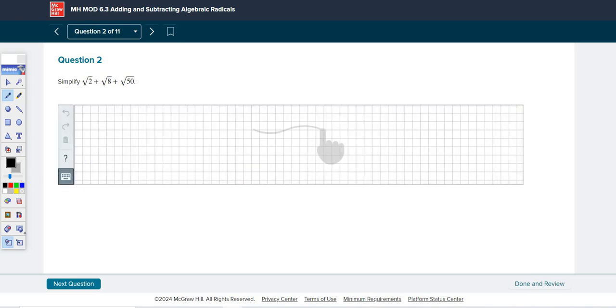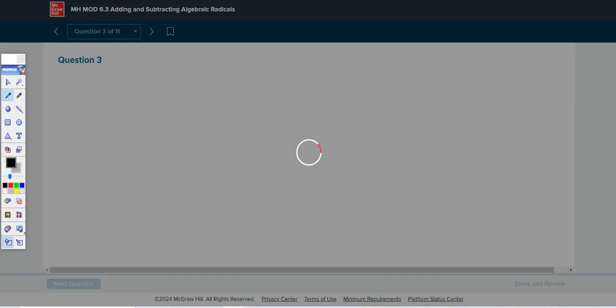All right, I'll write that in our answer here. 8 square roots of 2. That's our final simplification. Okay, next question.